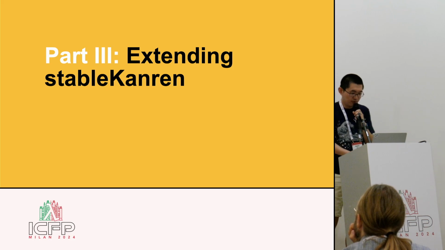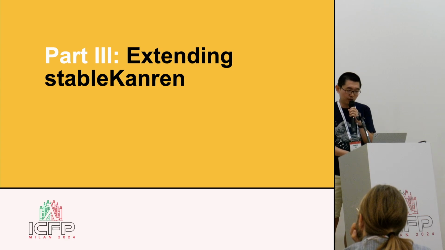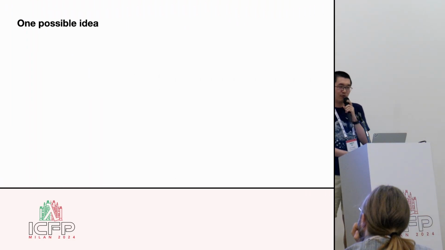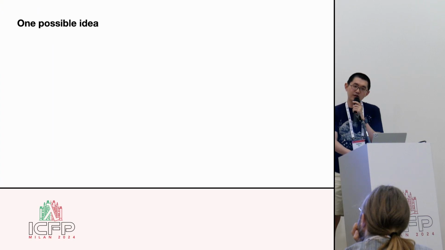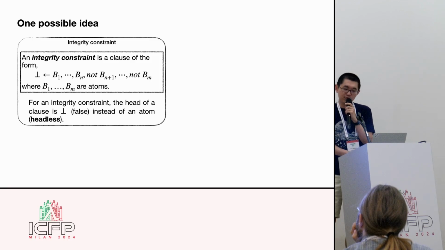Since those two approaches don't work, we will try to come up with our own approach to extending stableKanren. One possible idea is, okay, the existing one is very good. It's just that the transformation may have some problem. Can we just fix that?